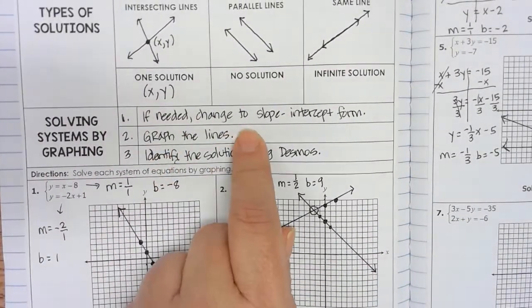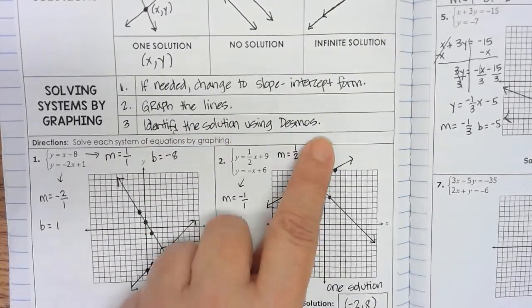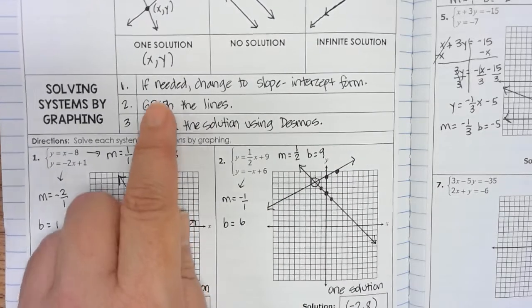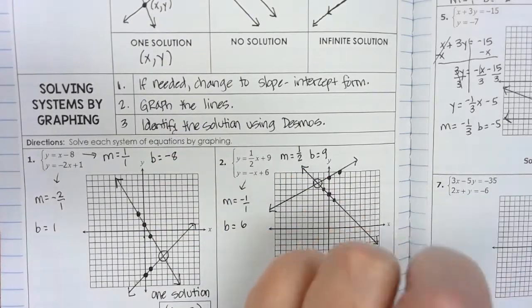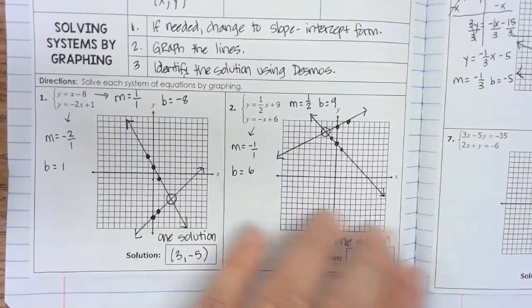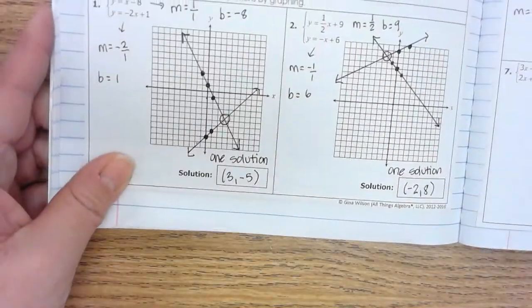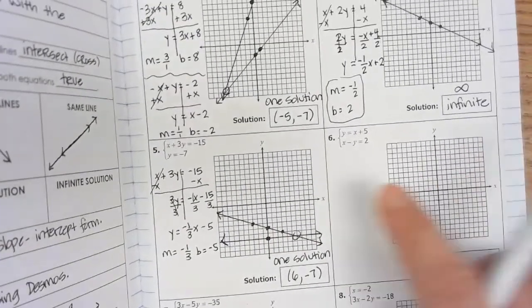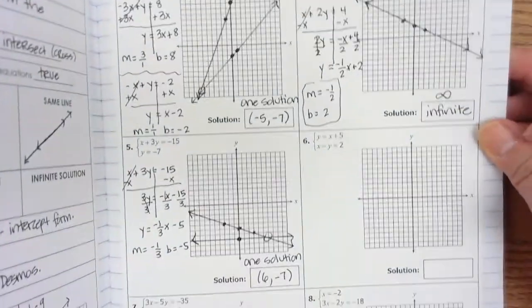And we said that the way to do this is, if needed, we'll change our equations to slope-intercept form. Then we'll graph the lines, and then we'll identify the solution using Desmos. So for today's activity, and the notes and the practice page, we're going to do this by hand because we need practice with this. But next week we'll take this part out and we'll just use Desmos, okay? So we did a whole bunch of them together on Wednesday. We found most of them had one solution. We had this one with infinite solutions, and we've got three more here to go. So let me zoom in a little bit closer.